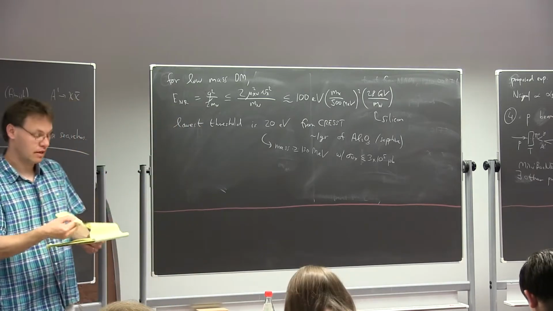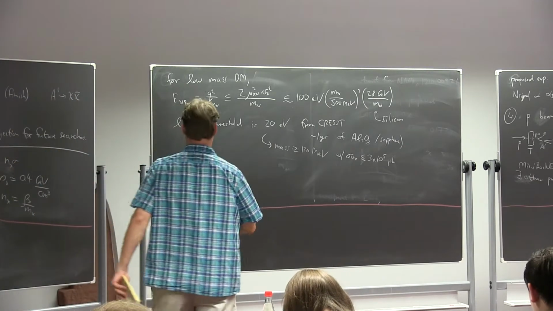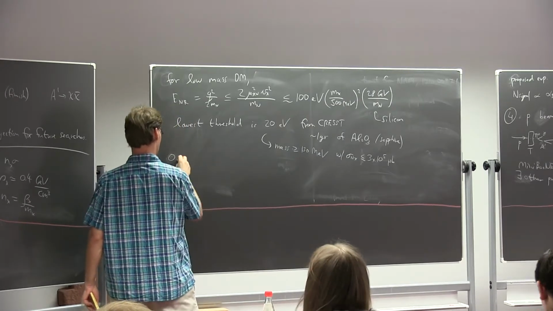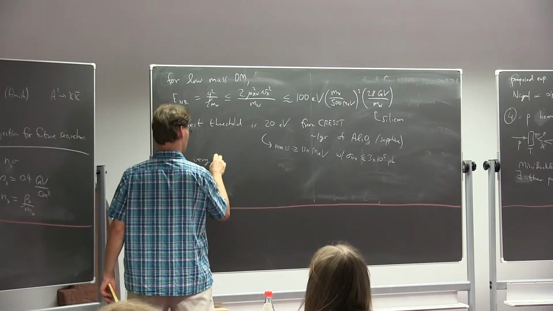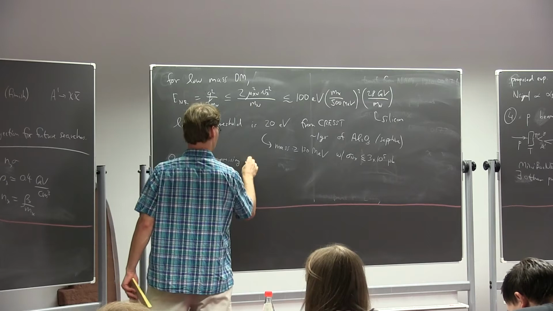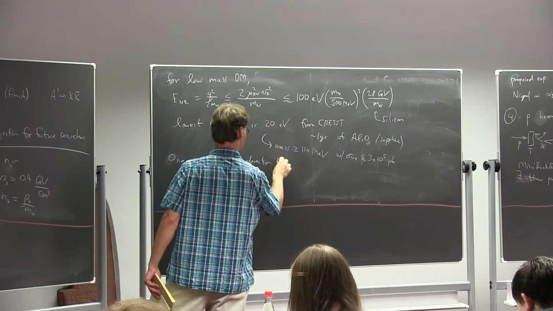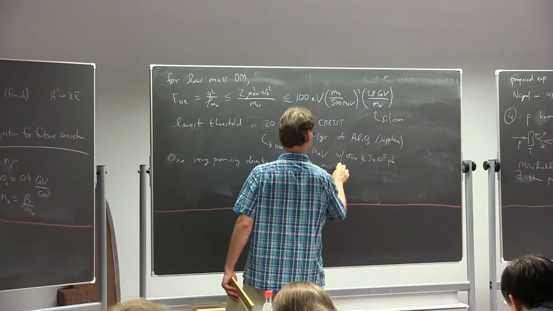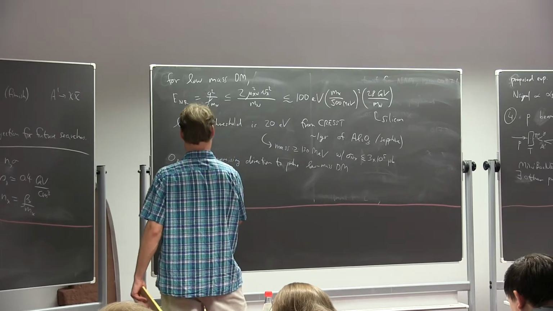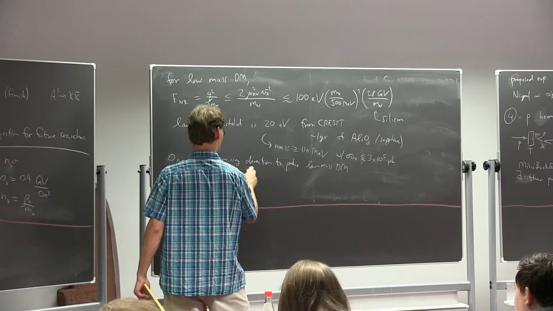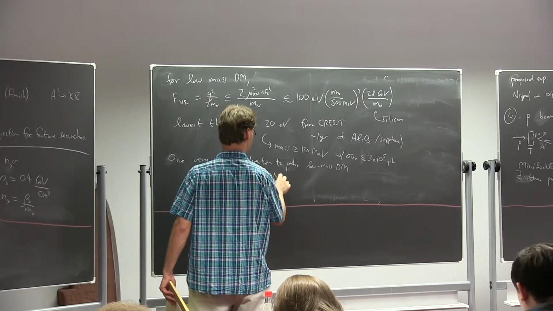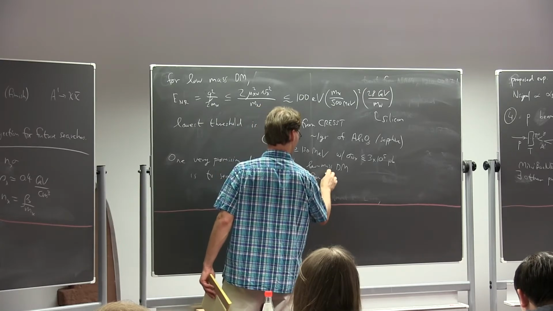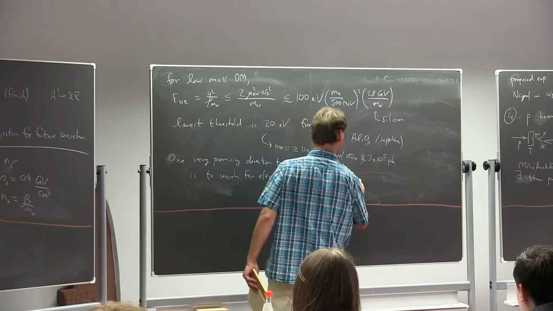But this is great, and of course people are working hard to do this. So what I want to do now is tell you briefly about some other ideas to try and go to low mass dark matter. One very promising direction to probe low mass dark matter is to search for electron recoils from dark matter electron scattering.